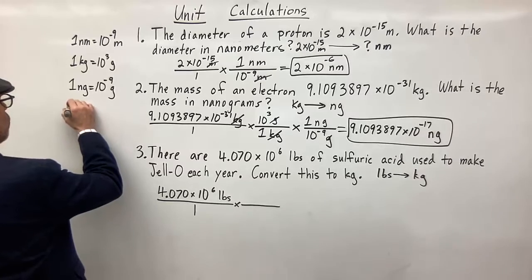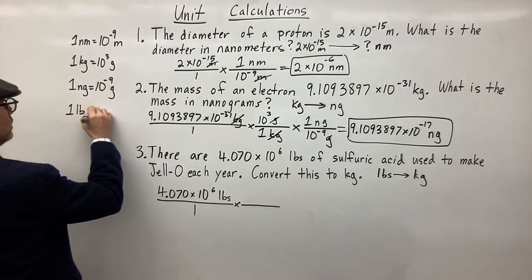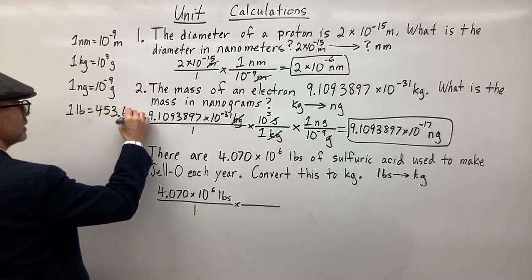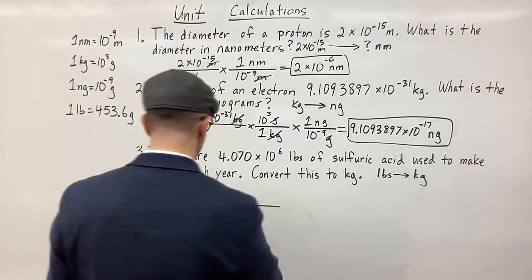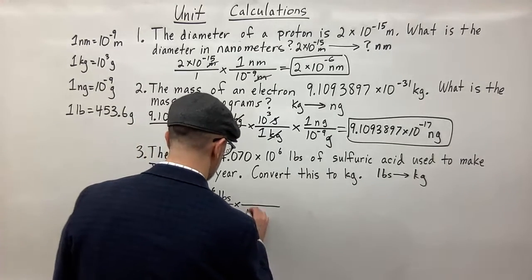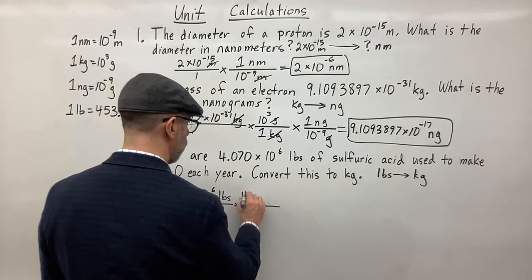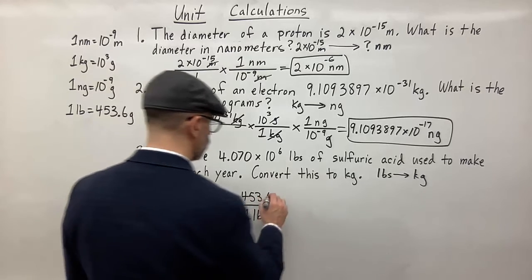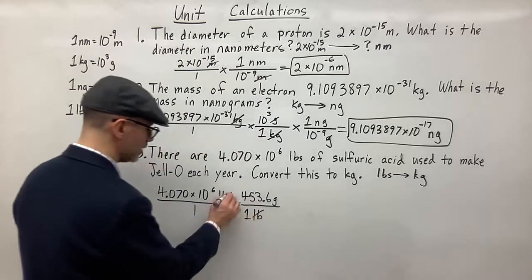So 1 pound is equal to 453.6 grams. And so we could use that to convert pounds to grams. So since I have pounds on the top here, I'm going to put pounds on the bottom. So 1 pound on the bottom and 453.6 grams on top. So pounds cancels out.